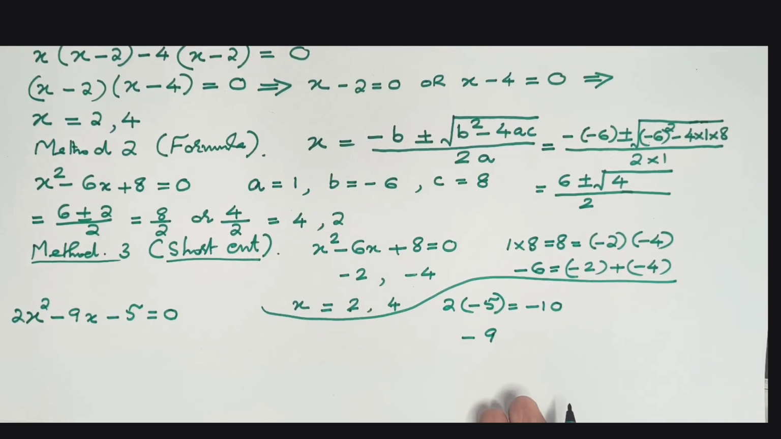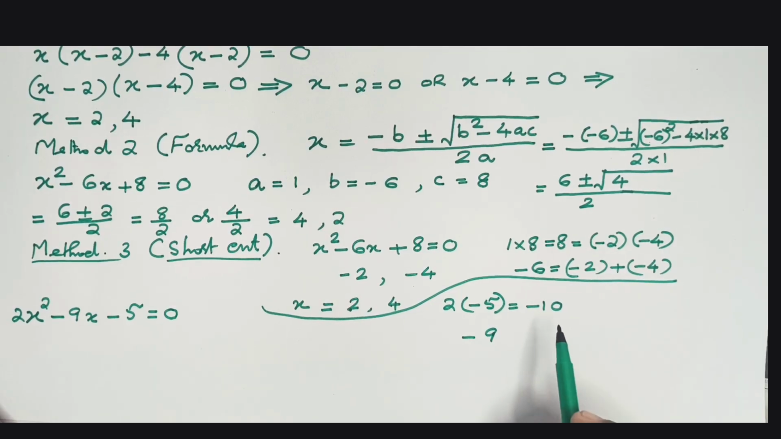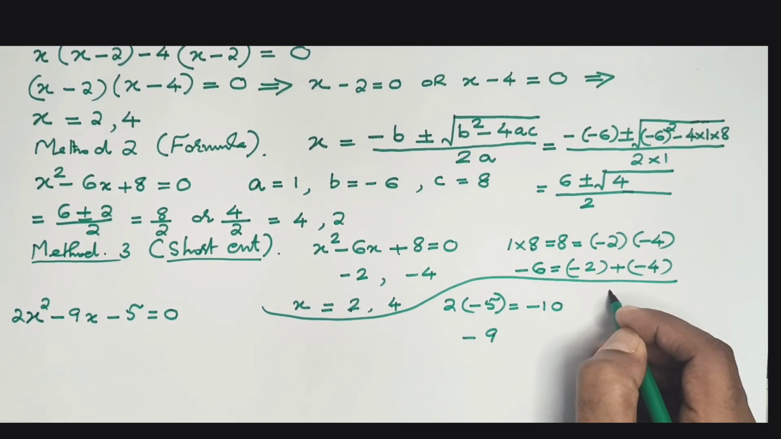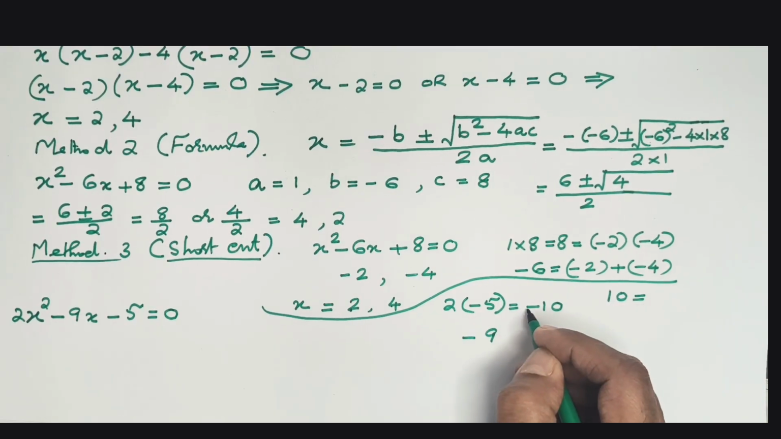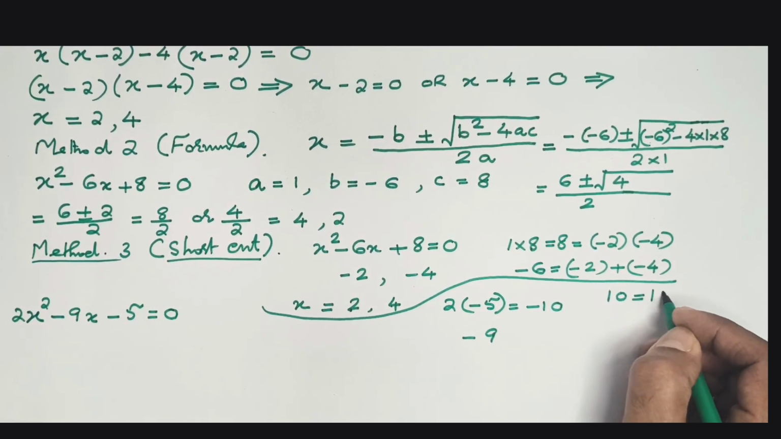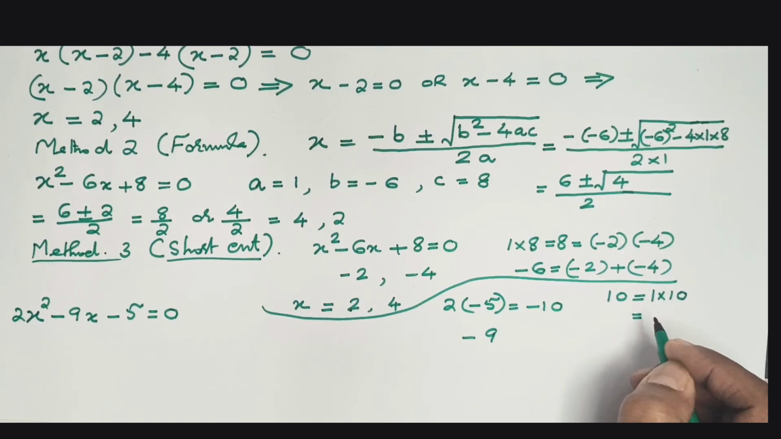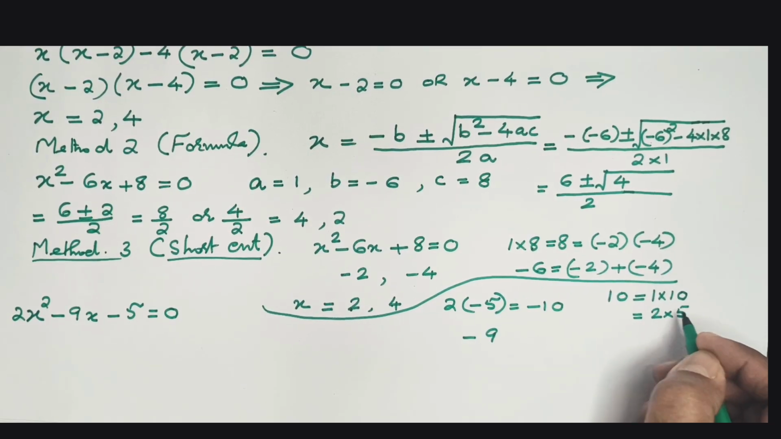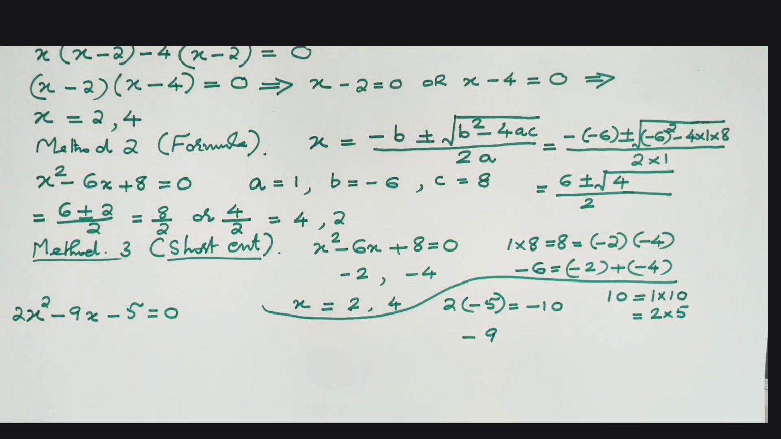Now what to do in the next step? I'm showing only the shortcut. You are finding two numbers so that the product of those two numbers should be minus 10 and the sum of those two numbers should be minus 9. How do you find out that? Take this number 10. You don't need to look at the plus or minus sign. Take the number alone, 10, and factorize this in all possible ways. There are two ways of factorizing 10. That is the next step.